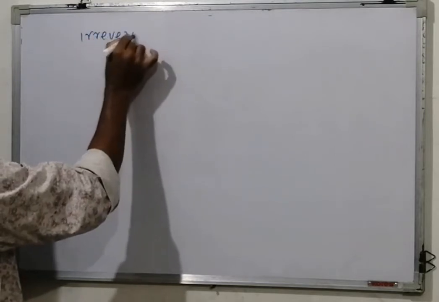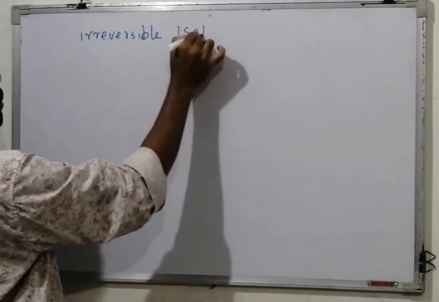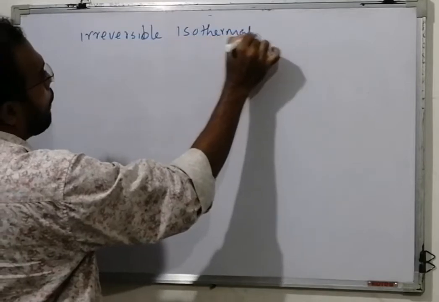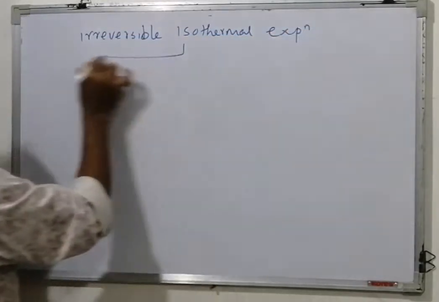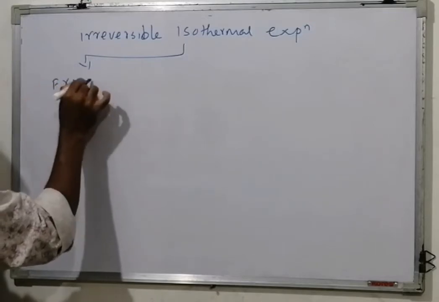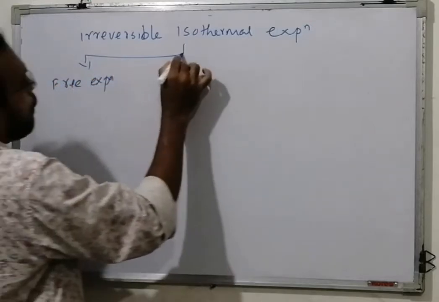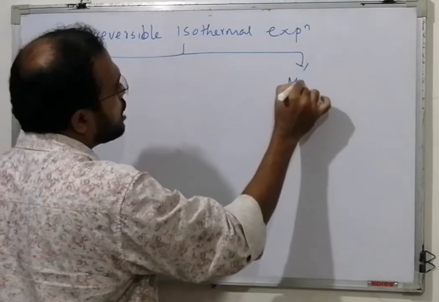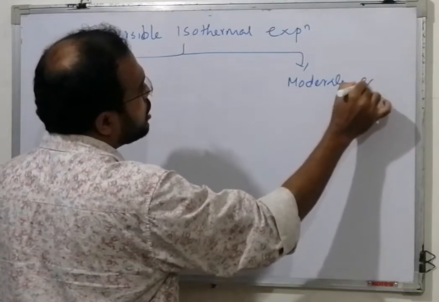Irreversible isothermal expansion. There are two types: free expansion, isothermal free expansion, or moderate expansion.